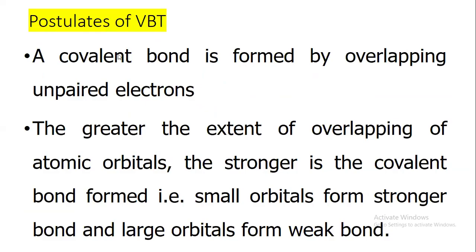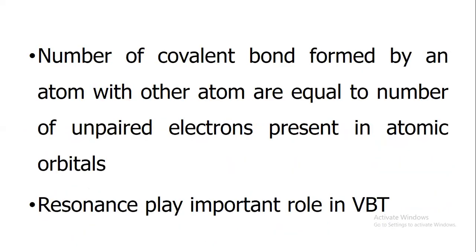Postulates of valence bond theory: a covalent bond is formed by overlapping unpaired electrons. The greater the extent of overlapping of atomic orbitals, the stronger the covalent bond formed. That is, small orbitals form stronger bonds and large orbitals form weak bonds. The number of covalent bonds formed by an atom with other atoms is equal to the number of unpaired electrons present in atomic orbitals.